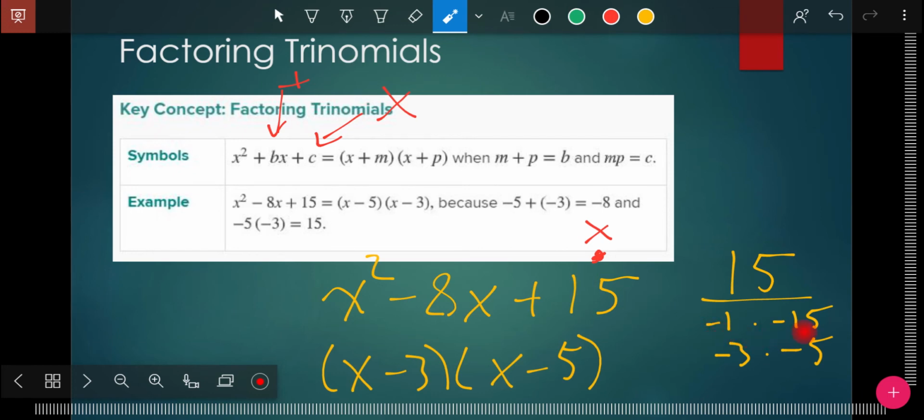So negative 1 times negative 15, or negative 3 times negative 5, make 15. Well, when I add them up, the first pair does not add up to negative 8. The second pair does add up to negative 8. So winner, winner, chicken dinner. I plug those in, and this is the factored form of my trinomial.